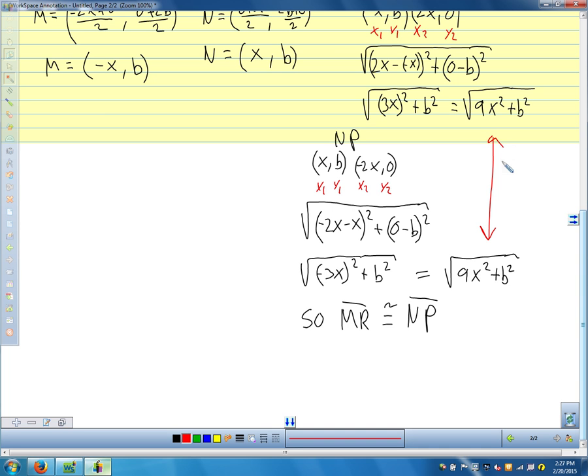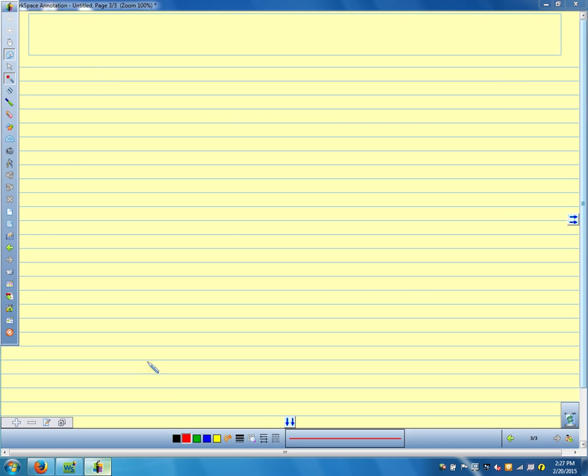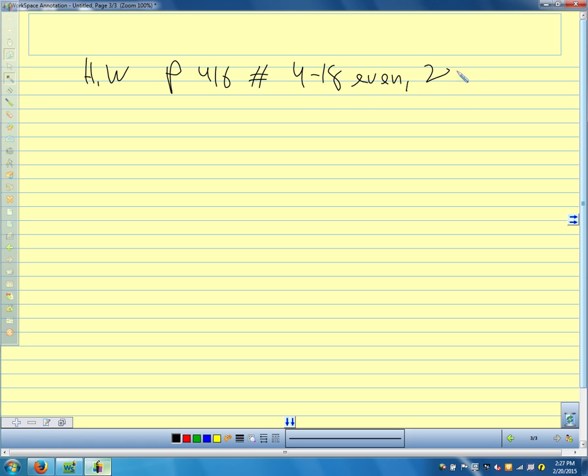Using coordinates is a little on the tedious side. I will agree with that. But it's a very powerful tool. But there's only one of these on the homework. The others are like the ones we did before. All right, questions? All right, homework.